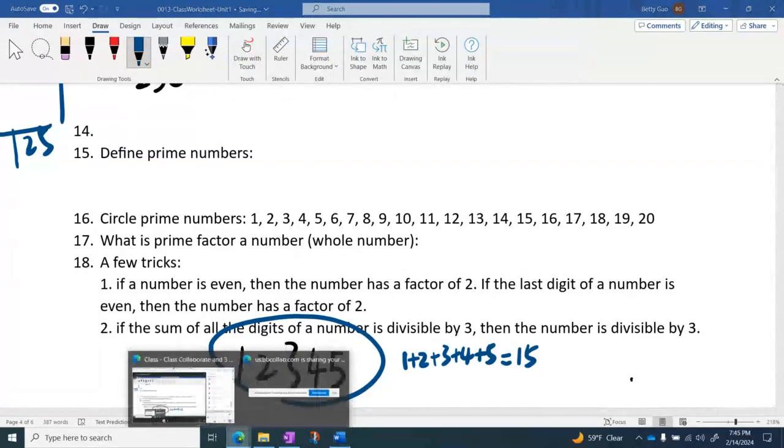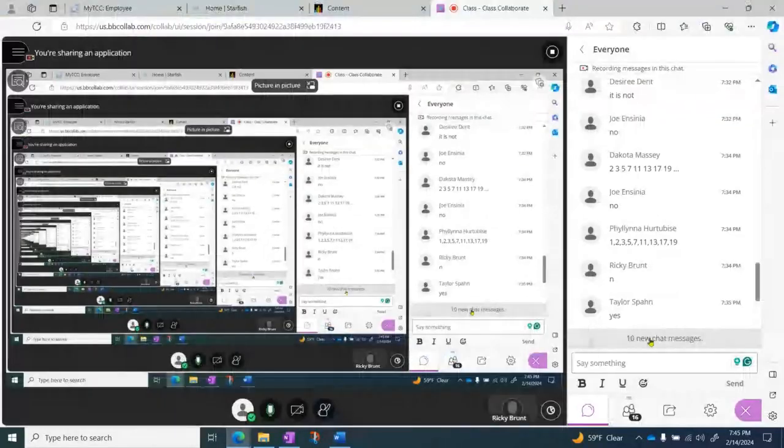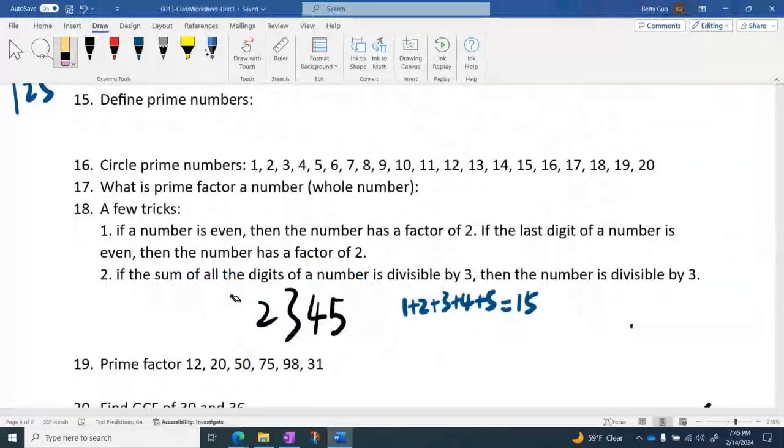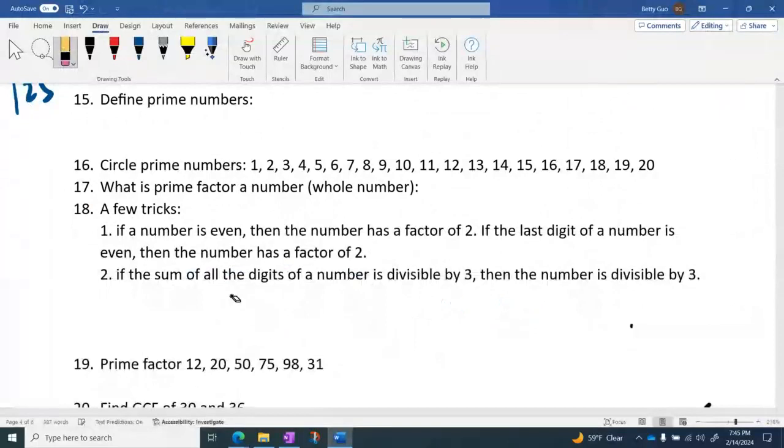There's a quick, faster way to help you determine if a number is divisible by 3 or not. All right? So that's that. And let me keep typing, give you the next one. And the same rule applies to 9, okay?